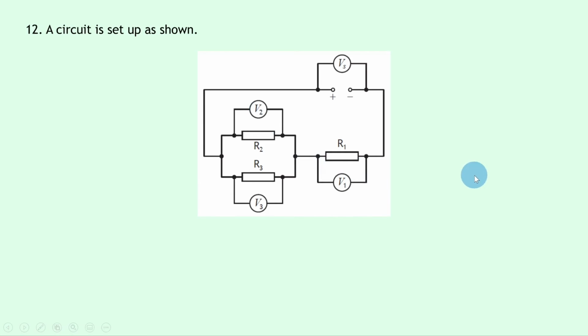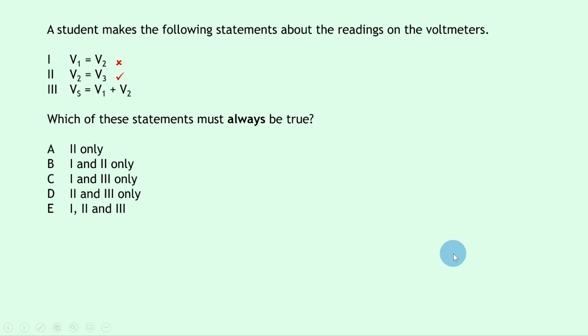So for this one, we need a different circuit rule, which is for voltage in a series circuit, which says that the voltage across the components in a series circuit must add up to give the same as the supply voltage. So that's saying that V1 plus V2 must equal Vs. Or we could also say V1 plus V3 also equals Vs. So that means our last statement is also true. So we'll give that one a tick. So that means 2 and 3 only are correct, which gives us the answer D.